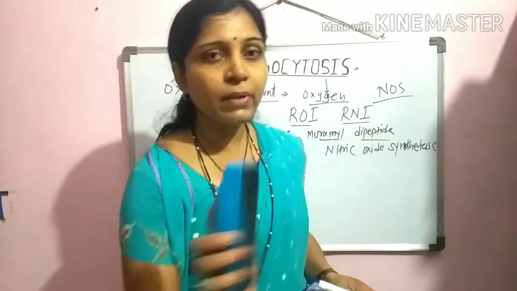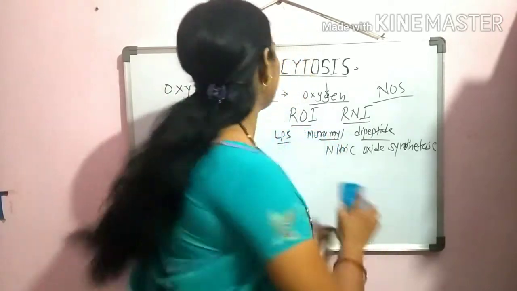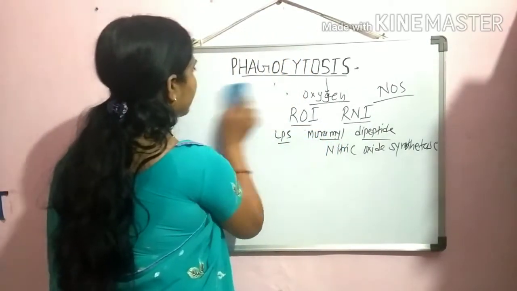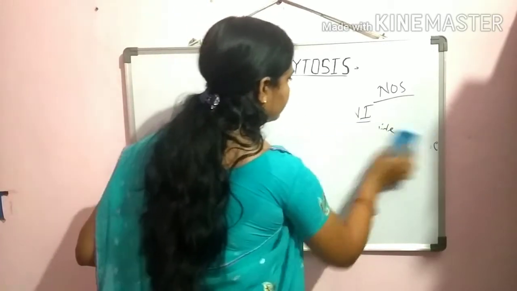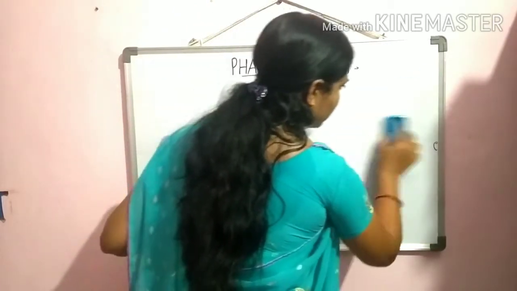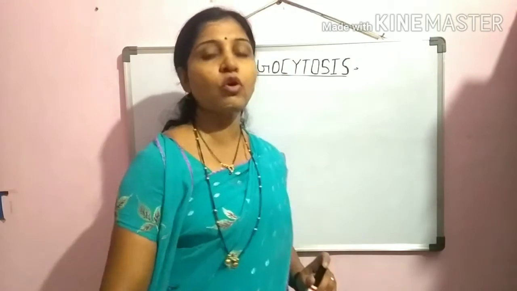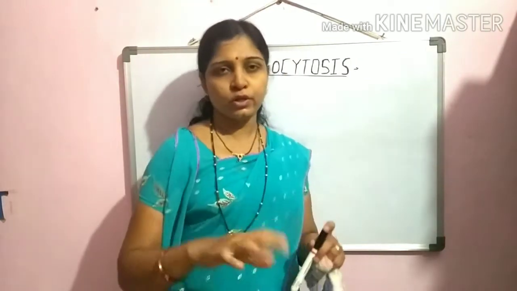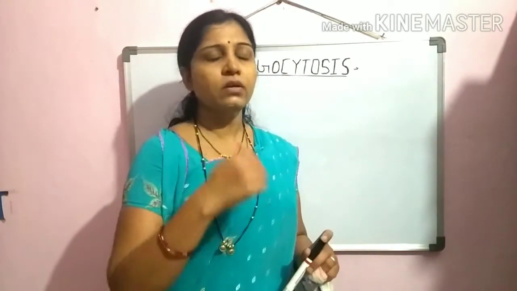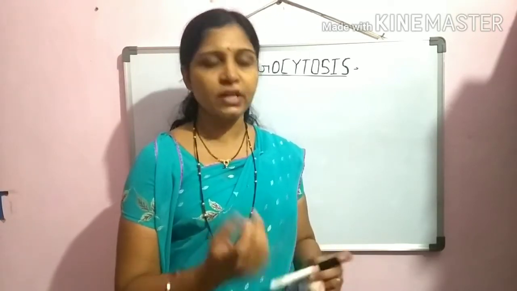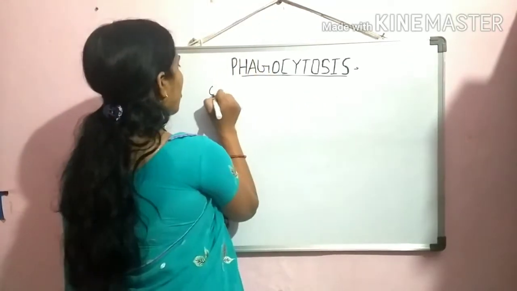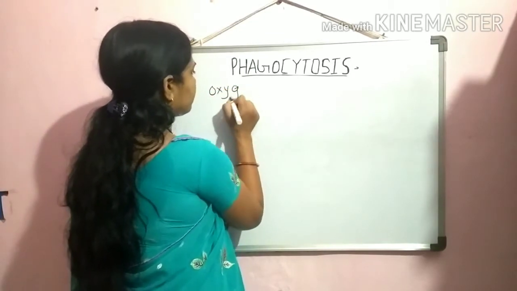Now the second mechanism for the phagocytosis is the oxygen independent mechanism. Now this oxygen dependent mechanism is also called the respiratory burst. Due to the respiration, as it is carried out in the presence of oxygen, it is also called the respiratory burst. The second one is the oxygen independent.